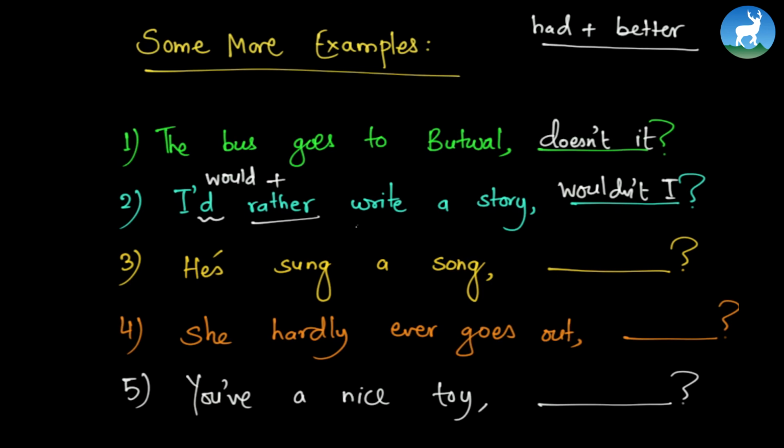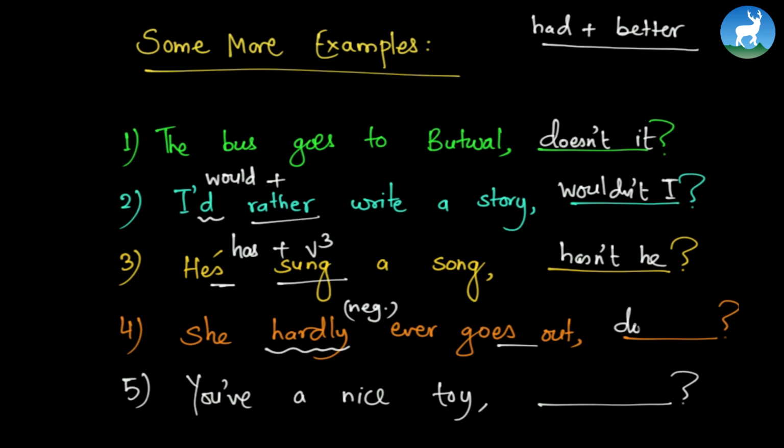He's sung a song, hasn't he? The structure is has plus V3. Very good. Let's go to the fourth one. She hardly ever goes out. So we have the word hardly which has a negative meaning. Hardly ever goes out. Does she?